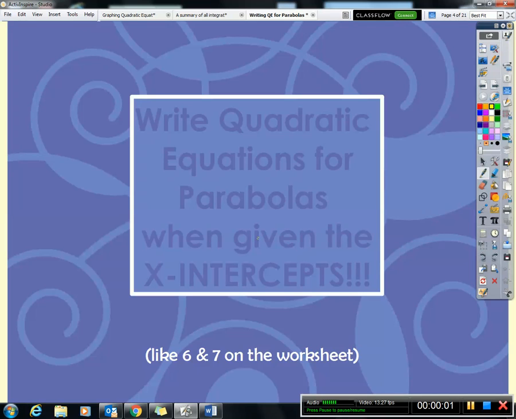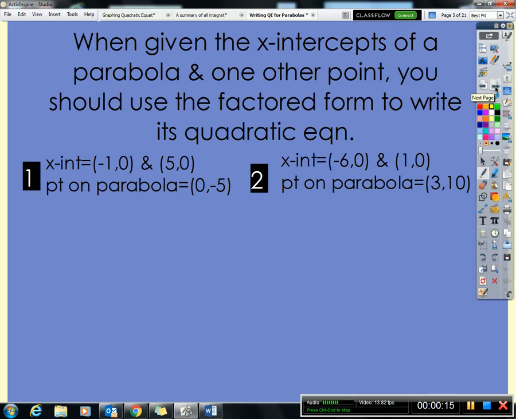Now we're going to find a similar process, and when we're done, you will complete problems 6 and 7 on the worksheet. This time, rather than giving you the vertex, I'm going to give you x-intercepts. Well, I need you to remember that if you have factored form, then the x-intercepts, or the roots, or the zeros, or the solutions are easy to see. Therefore, we're going to start with factored form.